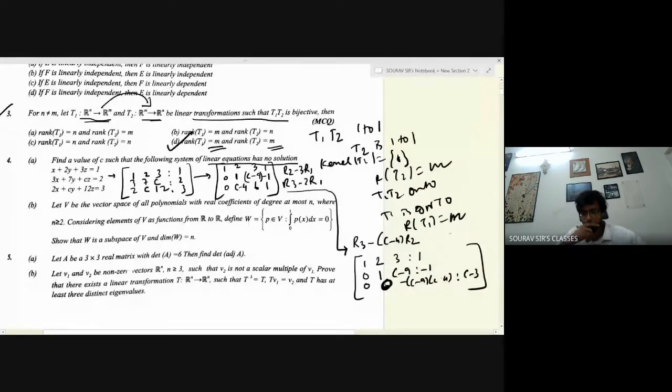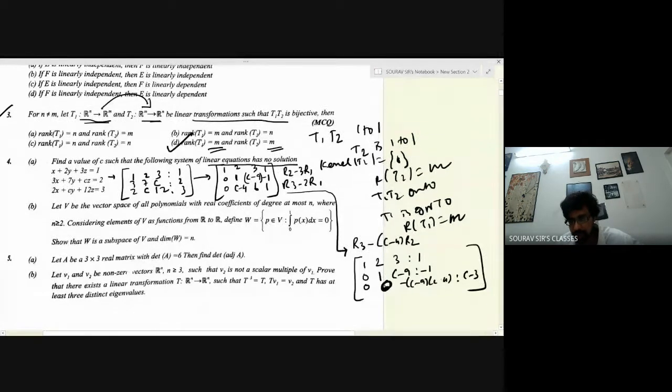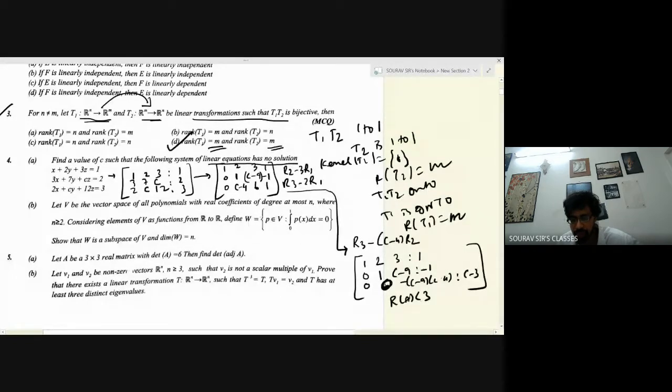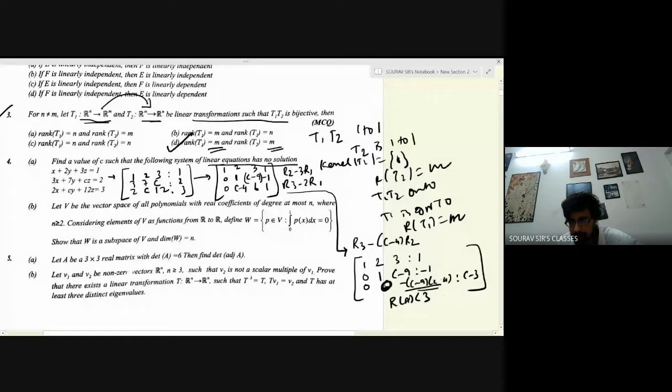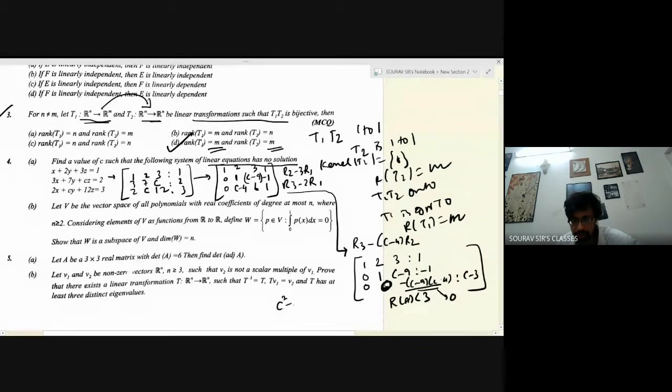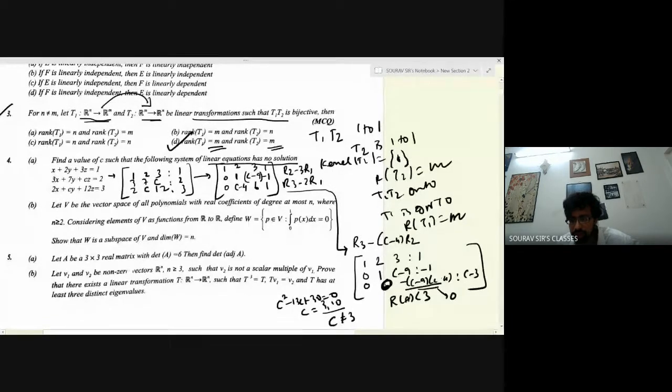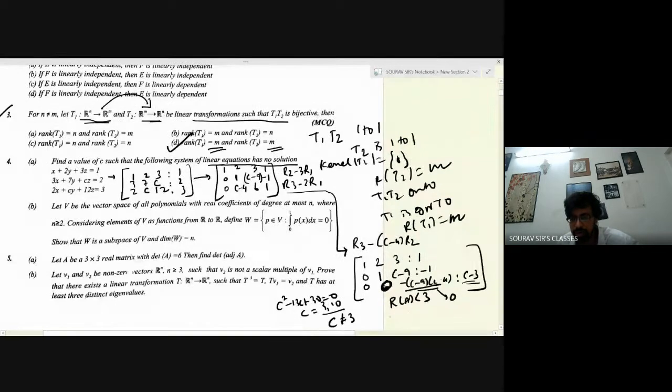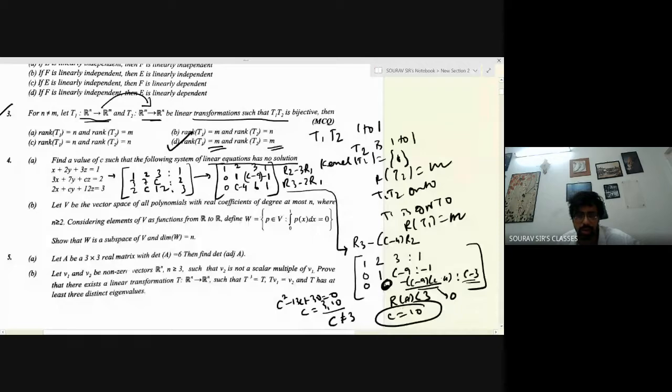And C minus 3. Now the system of linear equations has no solution, so the rank of A has to be less than 3. This is only possible if this value is also 0. So if I do C square minus 13C plus 30 equal to 0, then C equals 3 and 10. Now if C is not equal to 3, then again this will be equal to 0, so then it's a finite solution. So C not equal to 3, so the only possible value of C is 10.